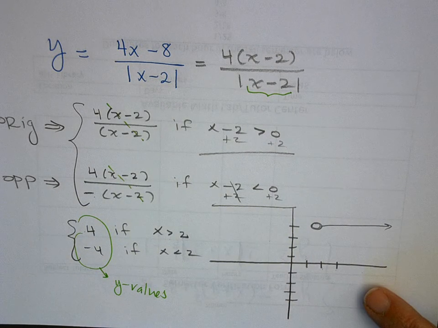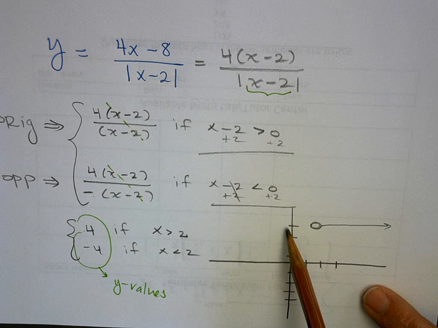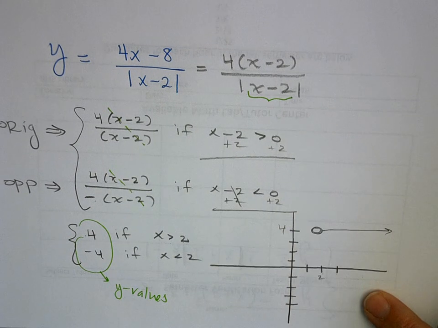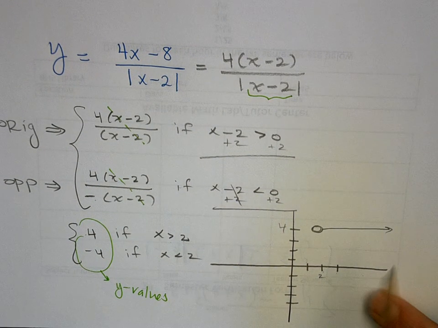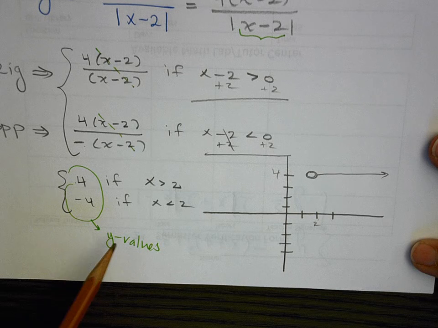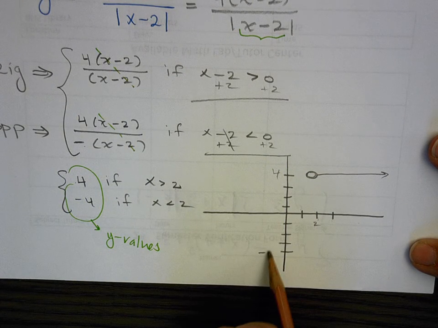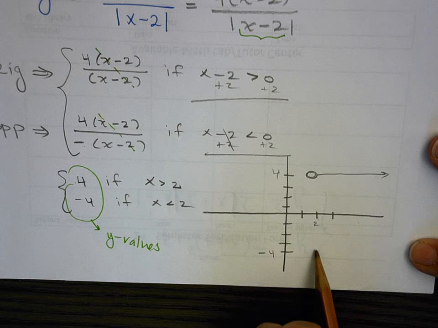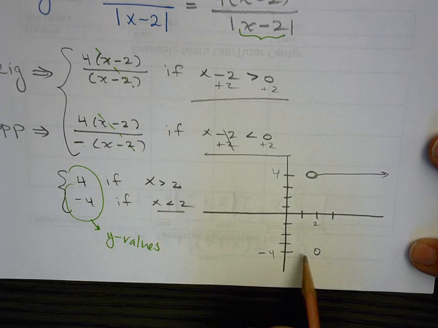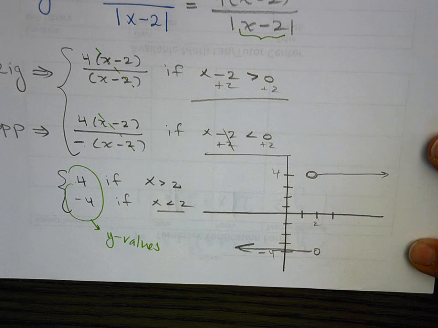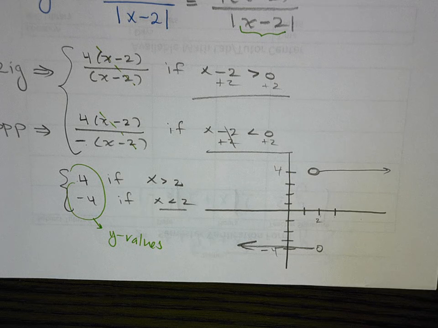Okay, so I went to y equals 4, and x is 2. Open dot, head to the right. And then right here, this is saying my y values are -4, so that's down here. And that's only true if x is less than 2, so that would be that way. And that would be my piecewise graph for that one. Okay. All right.